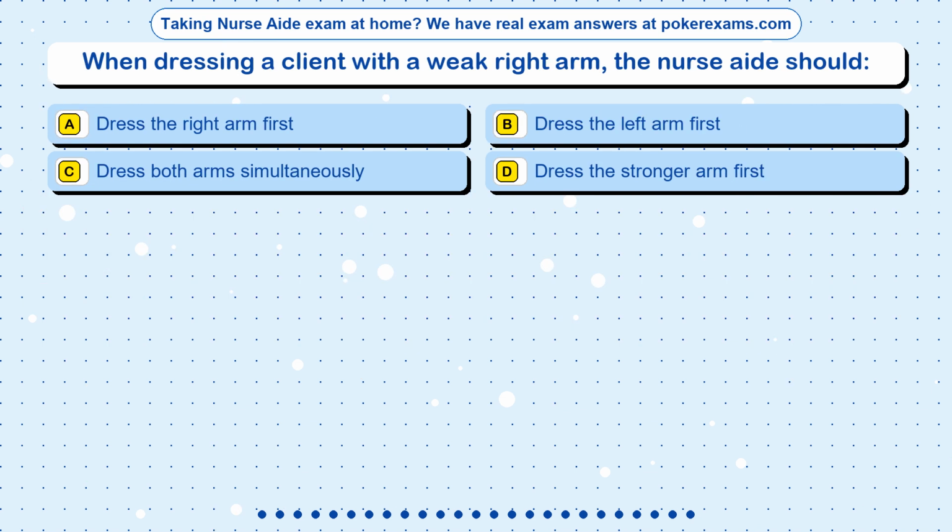Question 9. When dressing a client with a weak right arm, the nurse aide should: Option A. Dress the right arm first. Option B. Dress the left arm first. Option C. Dress both arms simultaneously. Option D. Dress the stronger arm first.